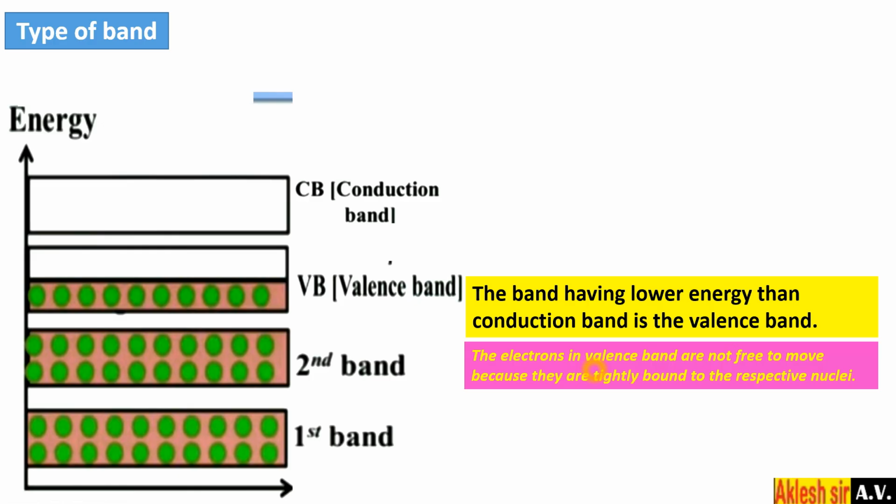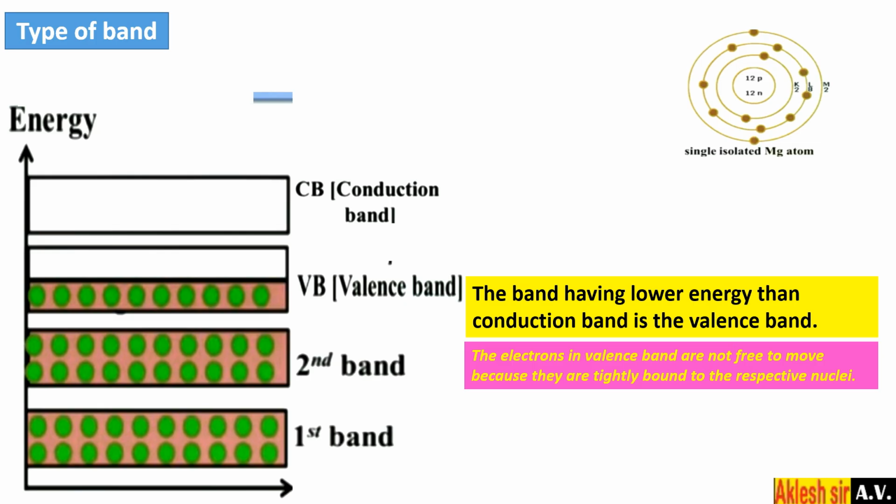In the valence band, the electrons are not free. They are tightly bonded by the respective nucleus. For example, this is a magnesium atom, and you know that it has a configuration of 2, 8, 2. So here the last shell has 2 electrons. These 2 electrons are tightly bonded by the nucleus of the magnesium, so they are not free. So in the valence band, the electrons are not free.